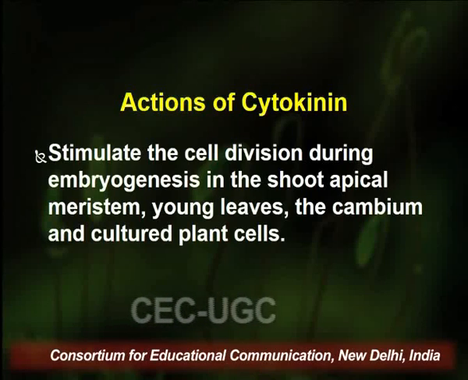So as I told you, cytokinin is a growth hormone and it induces cell division. Cytokinins stimulate cell division during embryogenesis, in the shoot apical meristem, young leaves, the cambium and the cultured plant cells. When they induce cell division in the shoot apical meristem, they cause an increase in the length of the plant. When cell division in the cambium is activated by cytokinins, they basically increase the girth of the plant. When cell division occurs in young leaves, the size of the leaves also increases. And in various tissue culture studies, they have been shown to increase cell division in cultured plant cells, thereby producing the callus or groups of cells in suspension cultures.